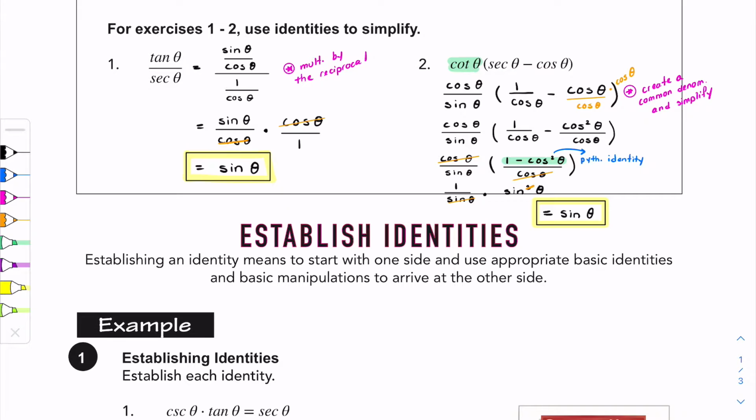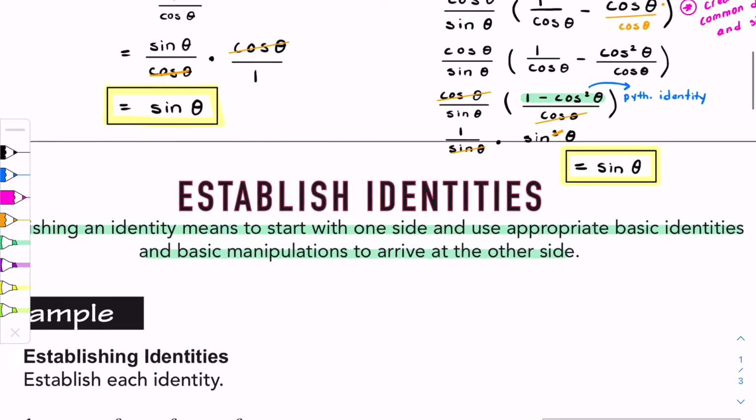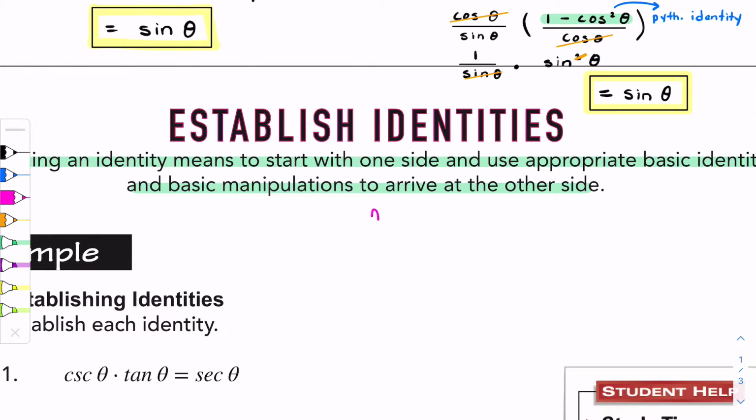Now we're going to learn how to establish identities. Establishing identities means to start with one side and use the appropriate basic identities that we learned last class and basic manipulations to arrive at the other side. This means that you're going to have expressions such as f of x is equal to g of x.